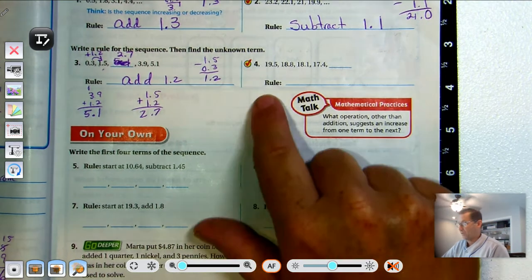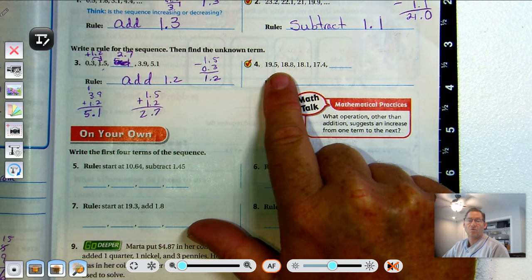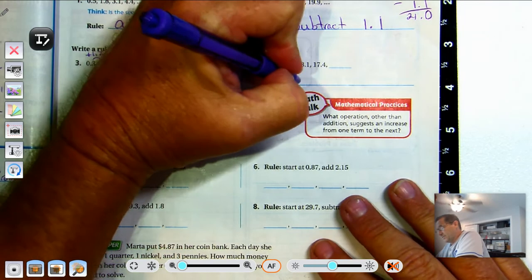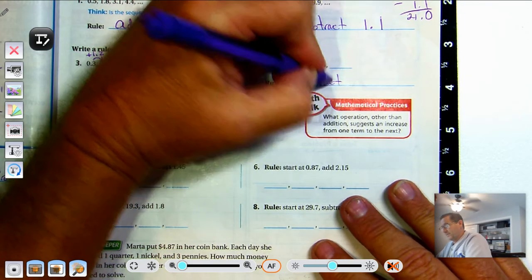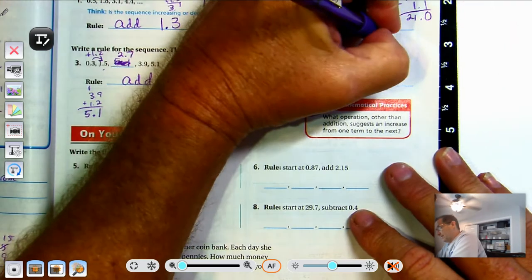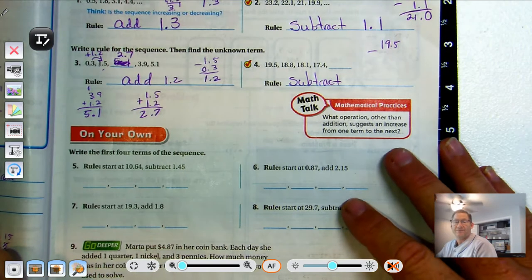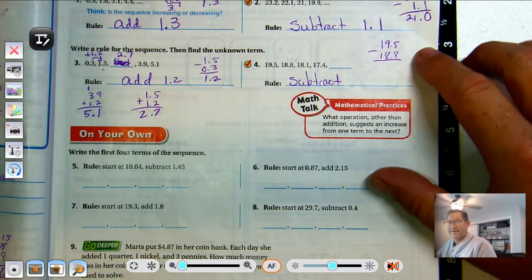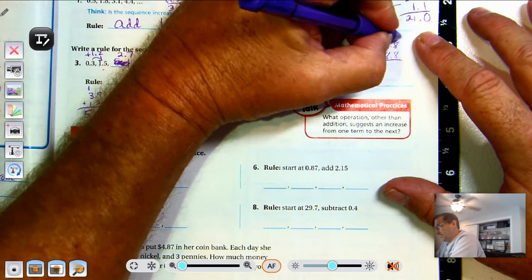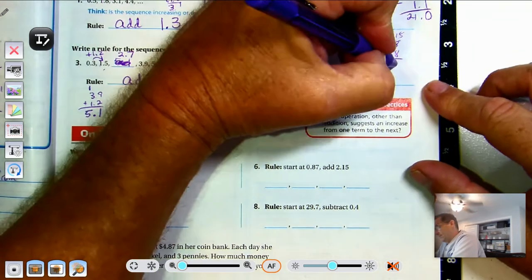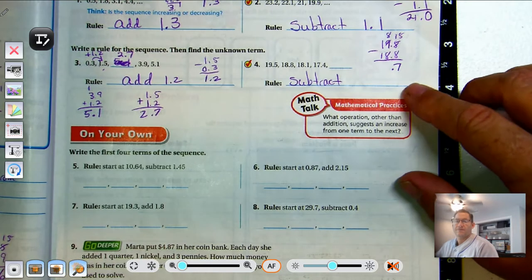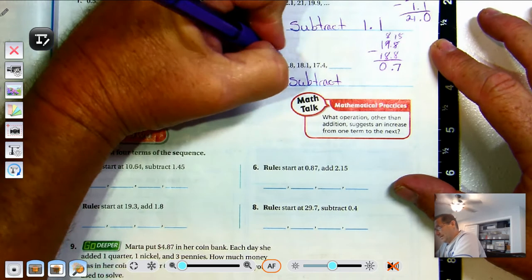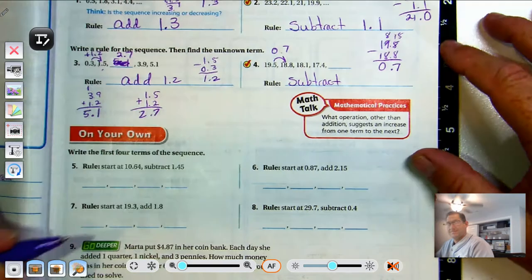All right, number 4. If I just look at the whole numbers, I'm going from 19 to 18 to 17. So we're decreasing. Okay. So how much are we decreasing by? 19 and 5 tenths take away 18 and 8 tenths. I can't take 8 tenths from 5 tenths, so let's regroup. 15 tenths take away 8 tenths is 7 tenths. Place our decimal, and 18 take away 18 is 0. So we're going down 7 tenths.